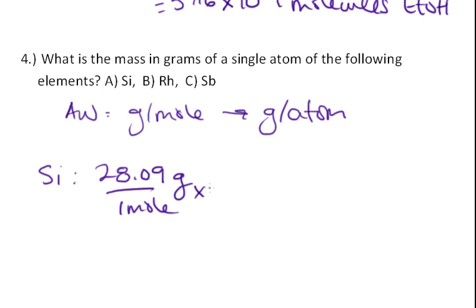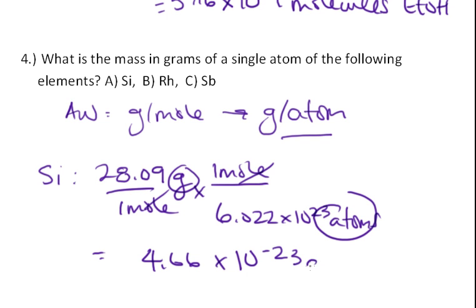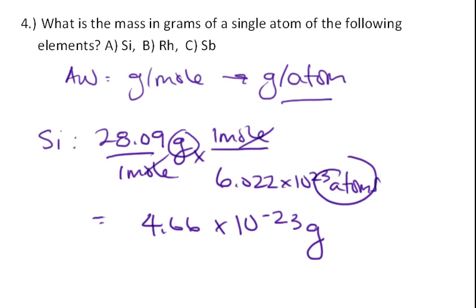And if you multiply that by Avogadro's number, then that would be 1 mole, or if you divide by Avogadro's number, 6.022 times 10 to the 23 atoms. Now you have grams over atoms, which is what you want. And that gives you 4.66 times 10 to the minus 23 grams for silicon.